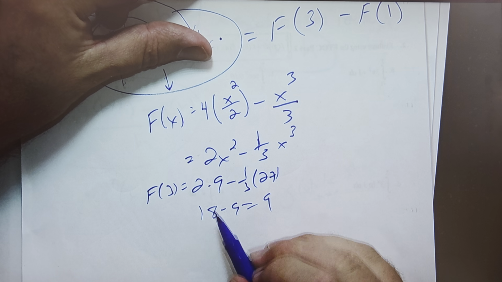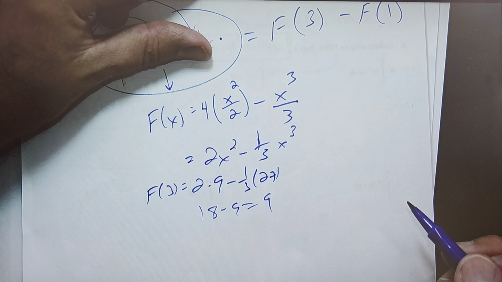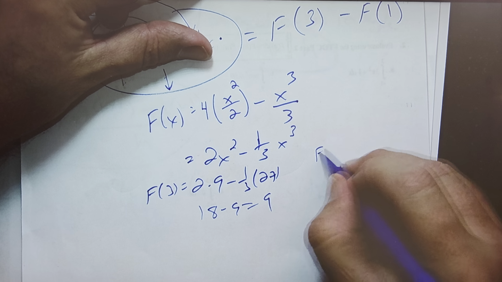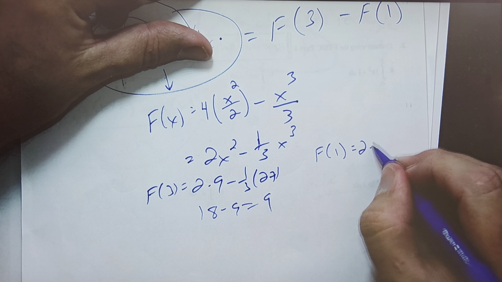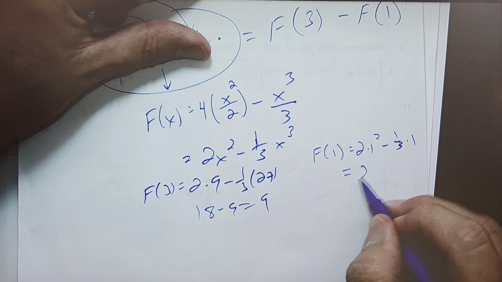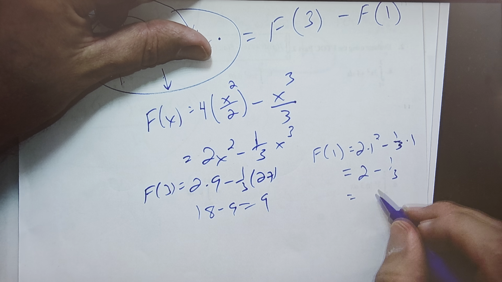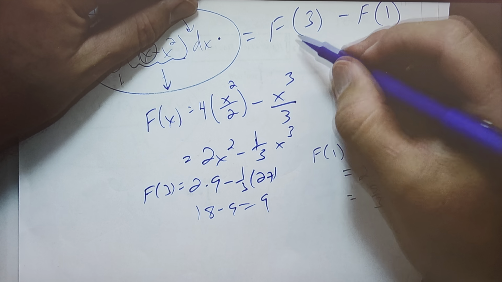3 squared is 9 times 2 is 18. 3 cubed is 27 divided by 3 is 9. 18 minus 9 is 9. Okay. And what's f of 1? 2 times 1 squared minus 1/3 times 1. 2 minus 1/3 is what? 5/3.